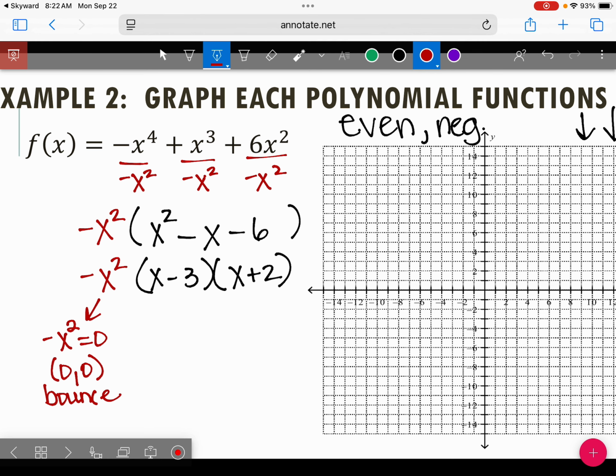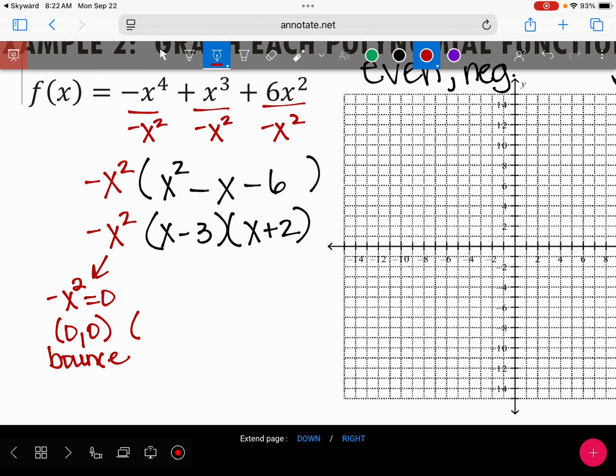The x minus 3 will give me a 0 at, sorry, at positive (3, 0), and it's going to go through. And then also (-2, 0), and it's also going to go through. So let's go ahead and plot our 3 points. These are the only points we should have.